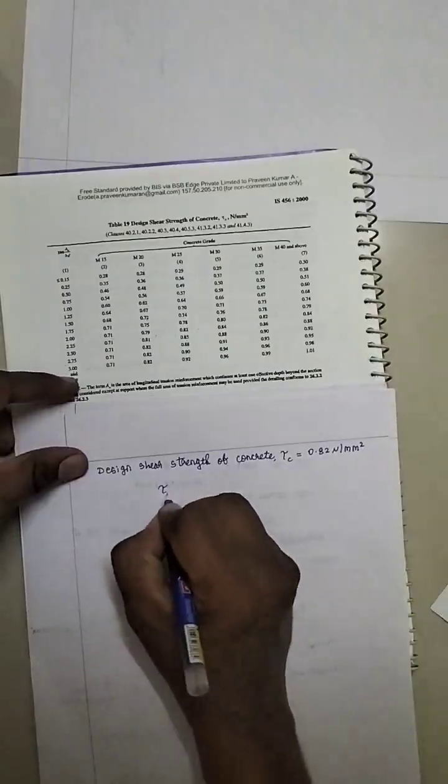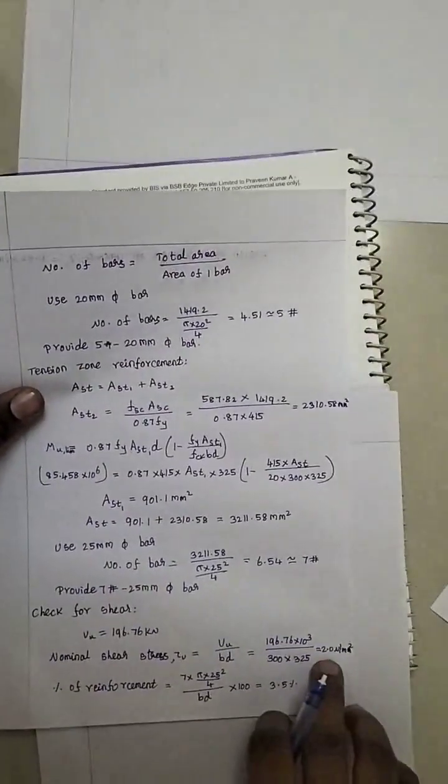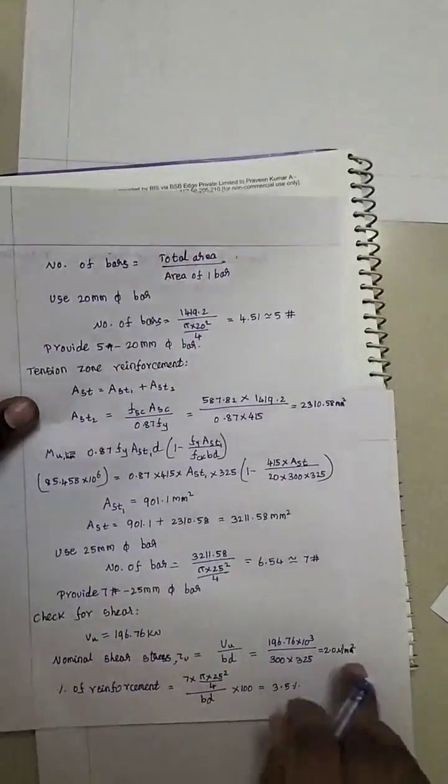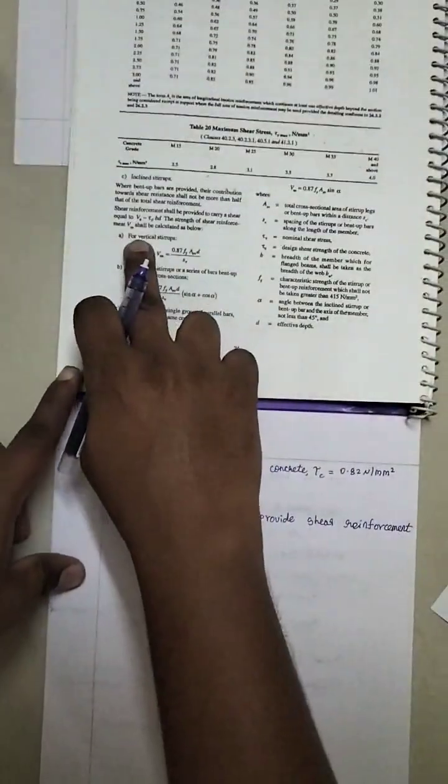So here tau V is greater than tau C, because the shear stress created due to the load is 2 Newton per mm square, but the design shear strength of concrete is 0.82. So here it is unsafe, so we need to provide shear reinforcement.